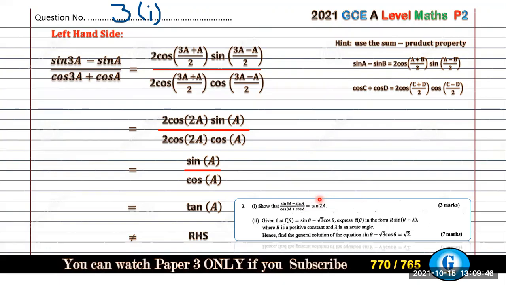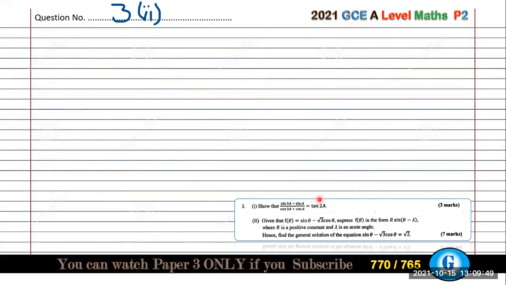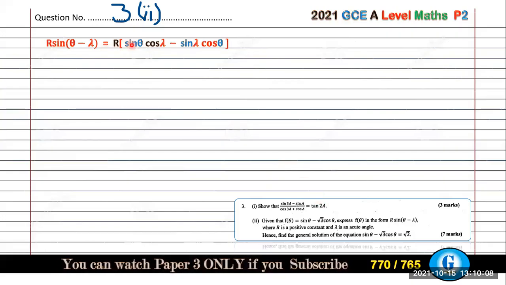The B part of the question states that given that f of theta is equal to sine theta minus root 3 cos theta, express f of theta in the form r sine theta minus lambda, where r is a positive constant and lambda is an acute angle. So we know that r sine theta minus lambda, when you expand, we are going to have r into sine theta cos lambda minus sine lambda cos theta, right? And this is identical to what we have in the equation. In the equation, we have sine theta minus root 3 cos theta.